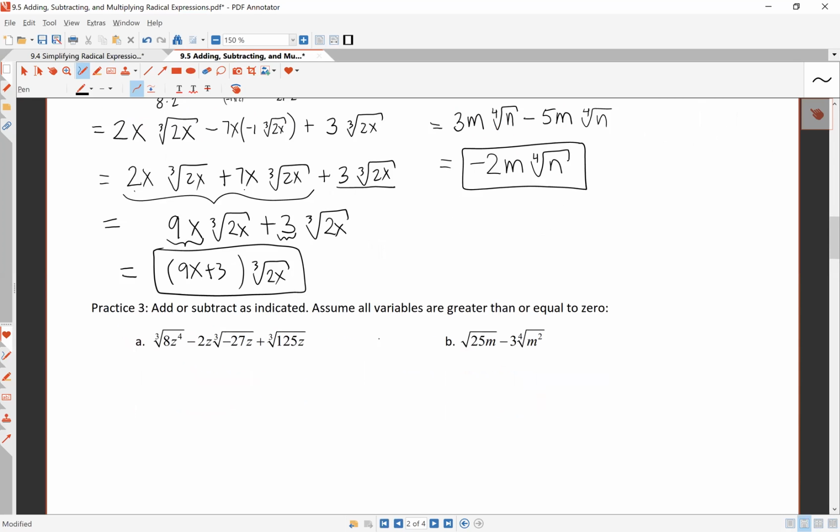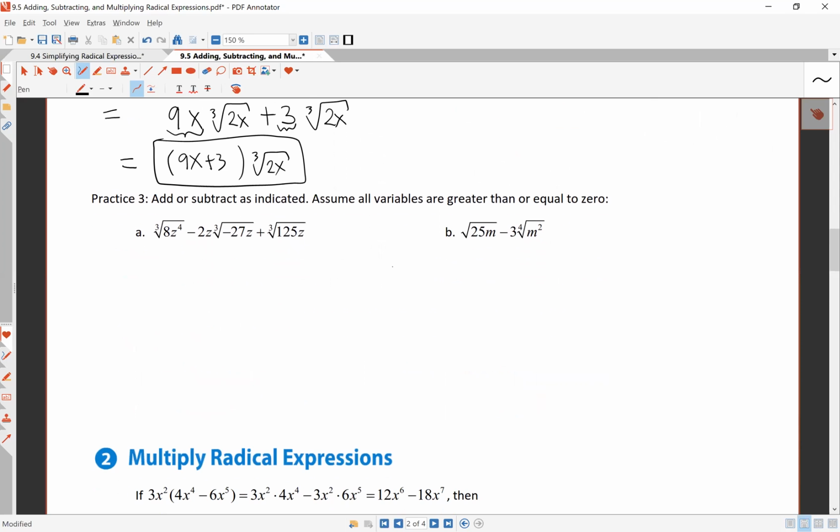And here are 2 practice problems for you to try. I encourage you to press pause on your video and work these out, and come back when you're ready to see the solution. Now that you've had a chance to work these out, I'll work these out with you.